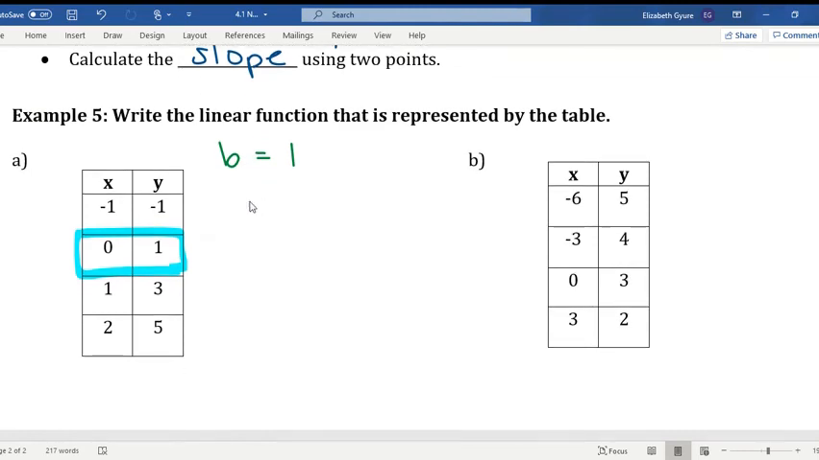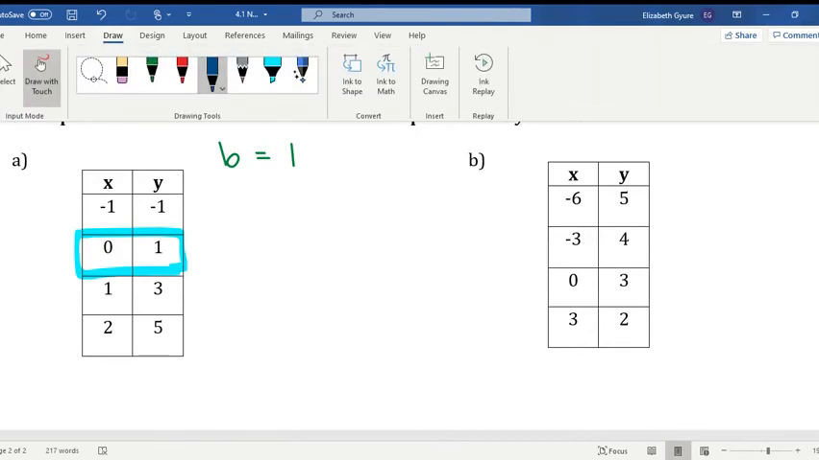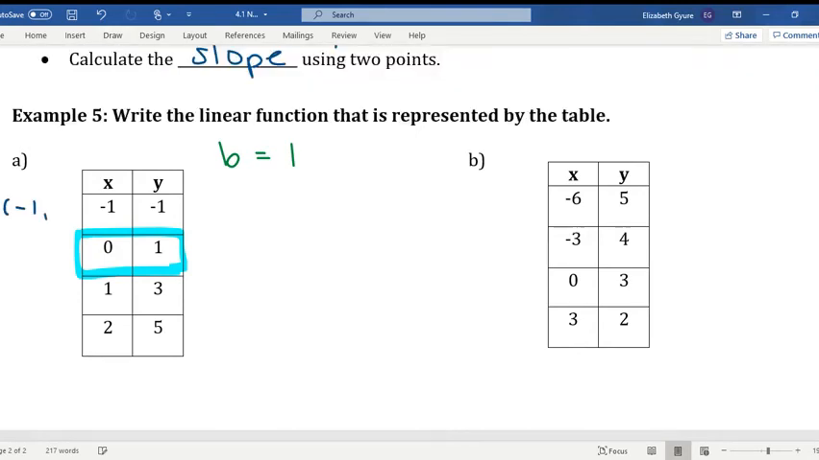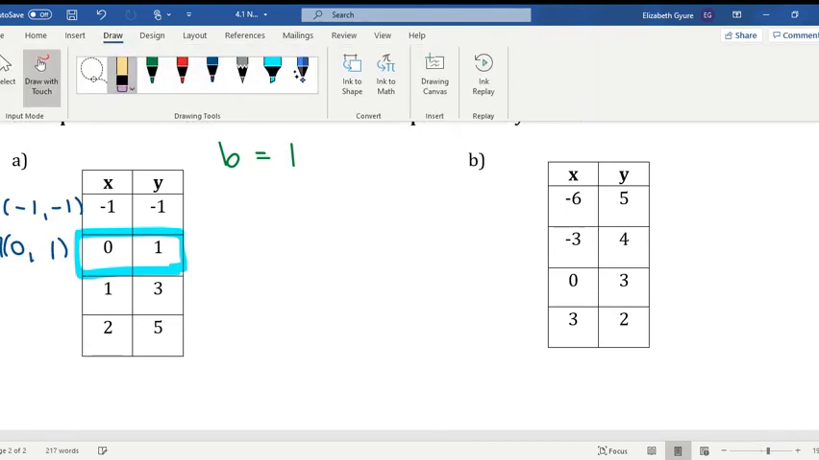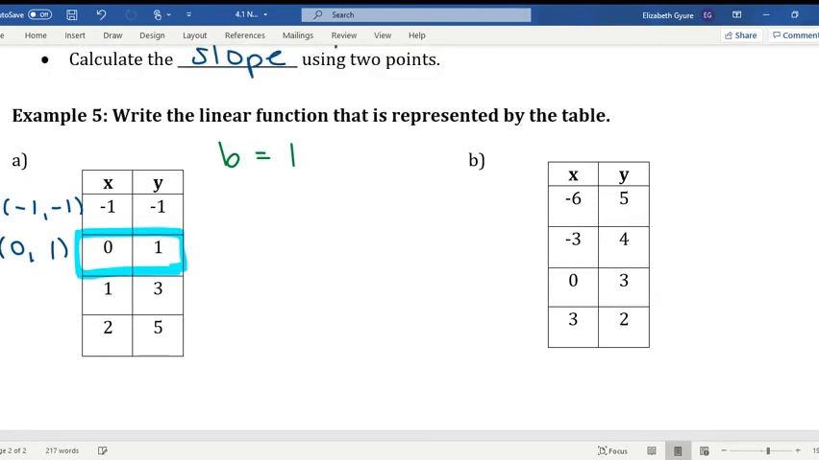We need the m part, right? The slope. If looking at it in this format confuses you, you guys can absolutely take these and turn them into coordinate points if you prefer. Doesn't that mean the same thing? Yeah, so if you don't like how this looks, you can always just rewrite it.